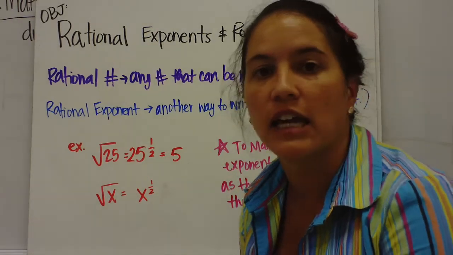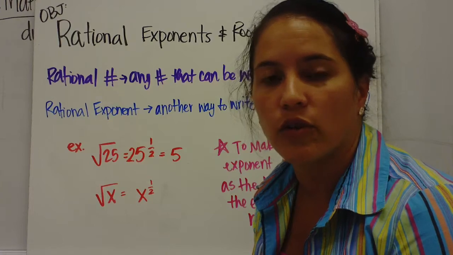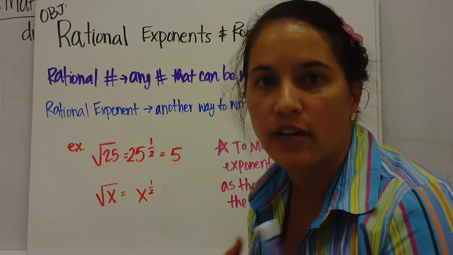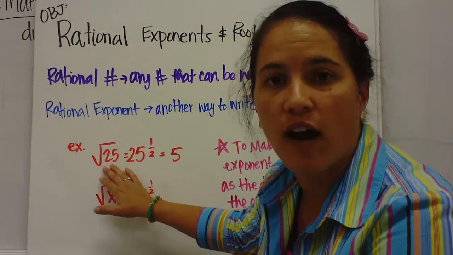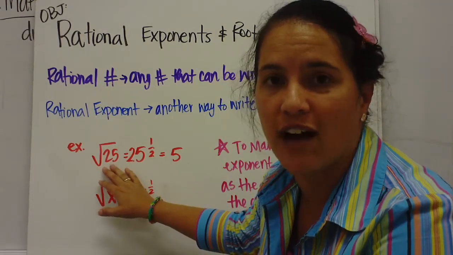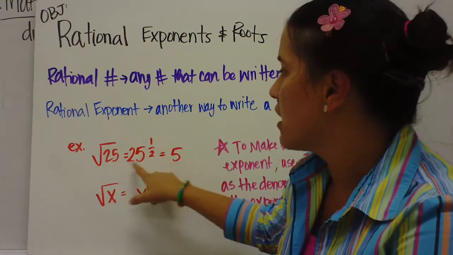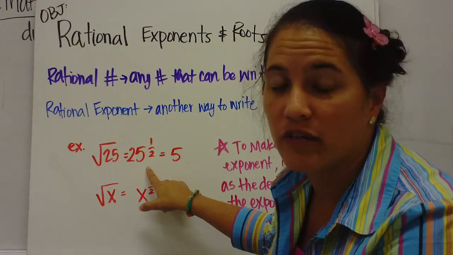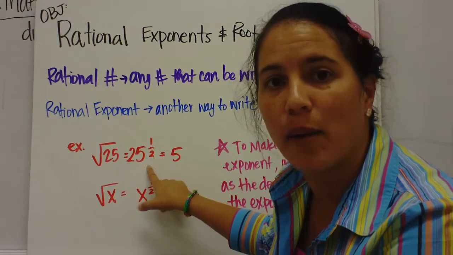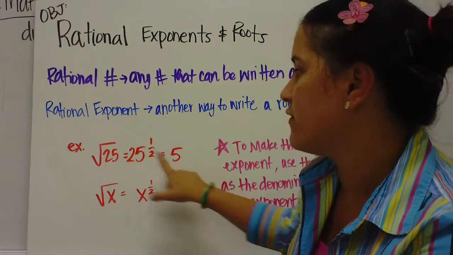So I'm going to teach you how to take any root, square root, cube root, fifth root, fourth root, any kind of root, and we're going to rewrite it using rational exponents. So here's an example. Square root of 25. We know that the square root of 25 is 5, but let me show you how to write it using rational exponents. We're going to write it to the 1/2 power. You've probably never seen a half power, but a half power is the same thing as a square root. And we know that it's 5.